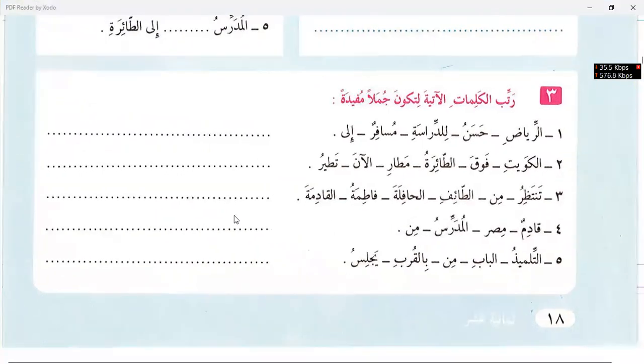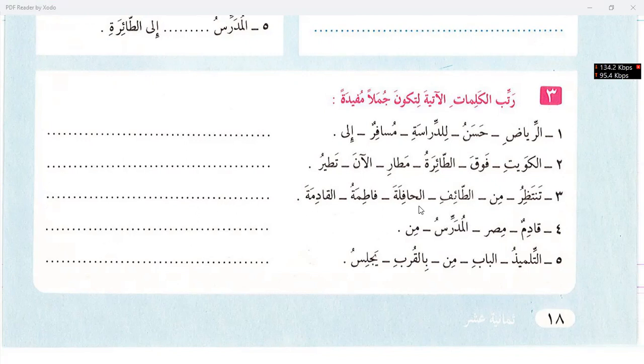Arrange the following words so that they become a sentence. Next is Miss Rahma, make the sentence. Hasanu musafira ila dirasati. Wrong answer. Hasanun musafirun lidirasati ila Riyad. Okay. Next, anyone? At-tayaratu tatiru fawqa mataril Kuwaiti al-an. Okay.